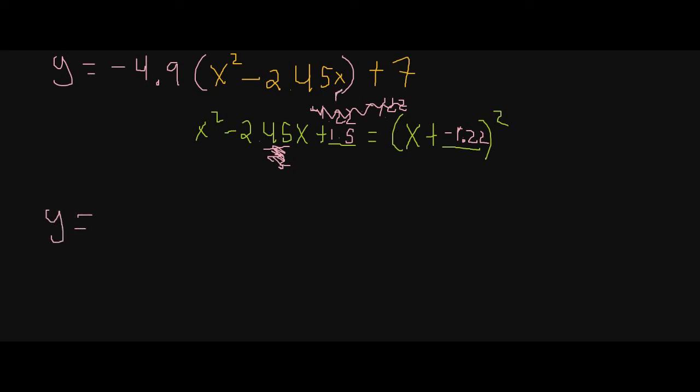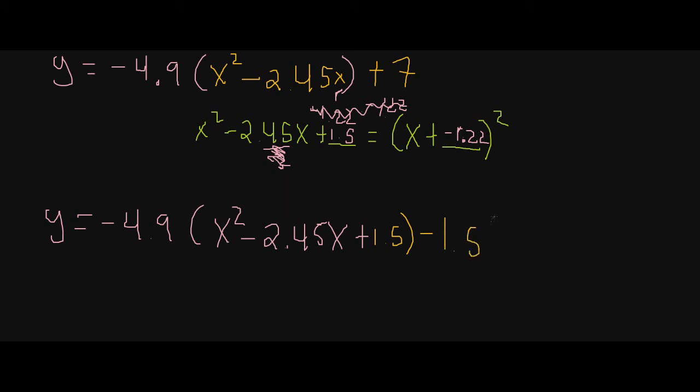So we're going to get y is equal to negative 4.9 times (x squared minus 2.45x plus, well, 1.5) minus 1.5 multiplied by the dilation, the number that was in front here, so negative 4.9. Okay. And then we still have this plus 7, right? So we still have this plus 7 right there.